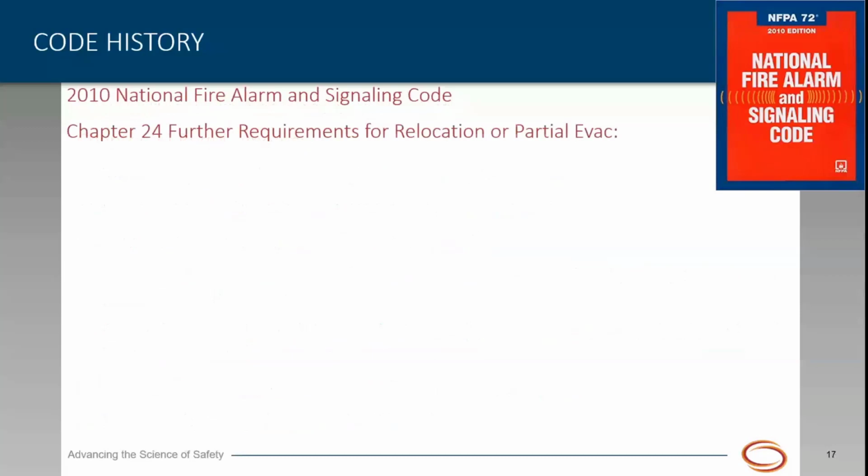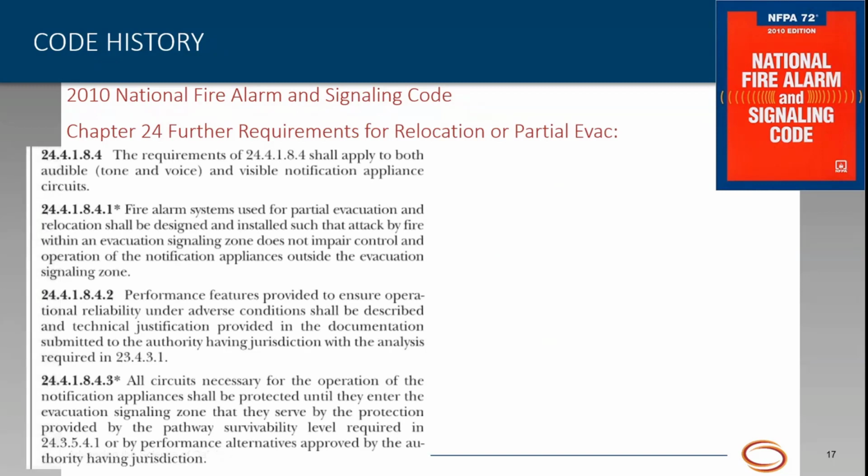Now, Chapter 24 has a few further requirements regarding relocation or partial evacuation. First, similar requirements to the previous edition for all types of notification appliance circuits and protection from the control unit to the evacuation signaling zone. This term gets changed a little bit in our more current edition, but that's what it reads here in 2010.